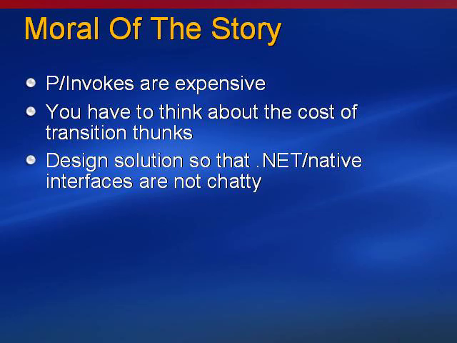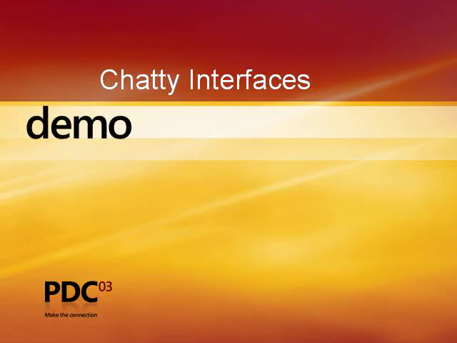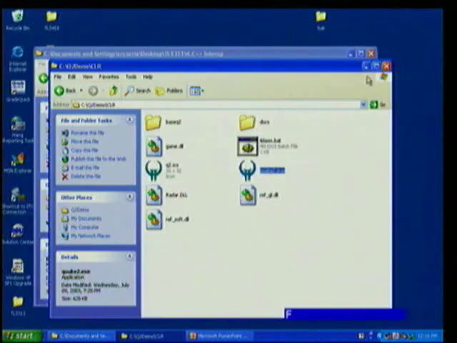Specifically, you need to design solutions so that you don't put your interop interface at the chattiest part possible. You need to be careful so that you're moving it around so that you're not doing a lot of p invokes and a lot of marshalling. And I'll show you kind of an exaggerated example here of the havoc that chatty interfaces can wreak on your performance.